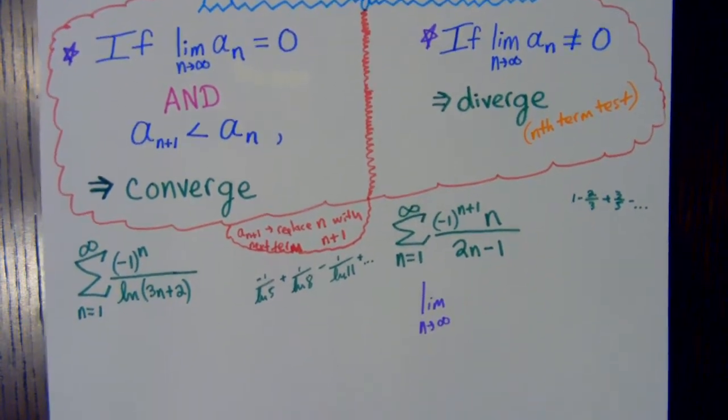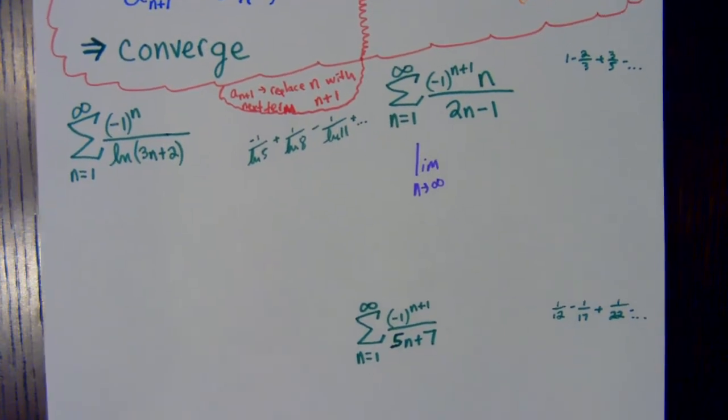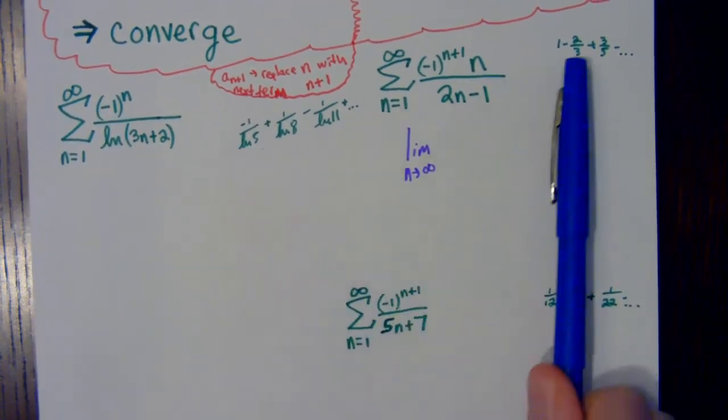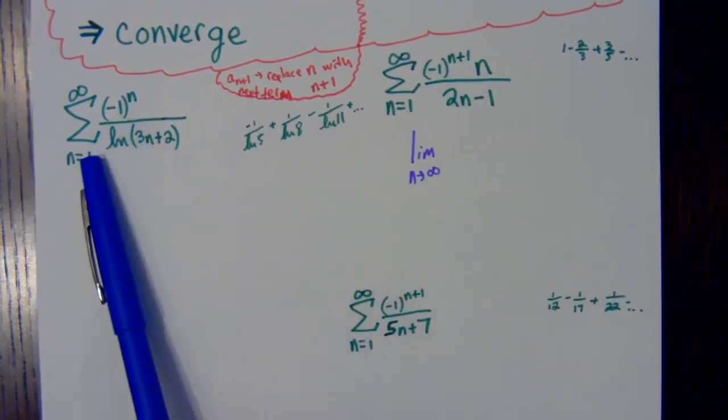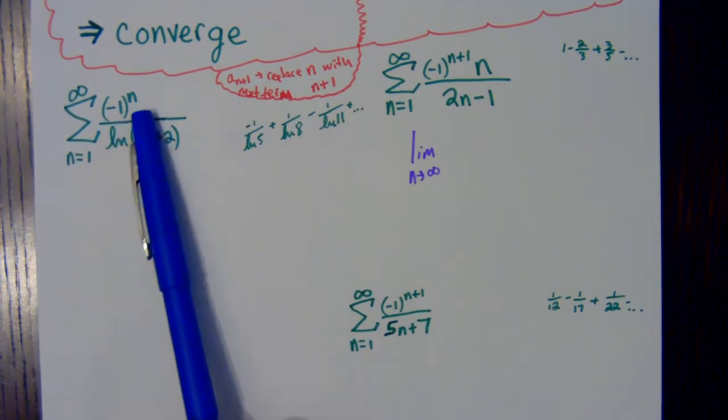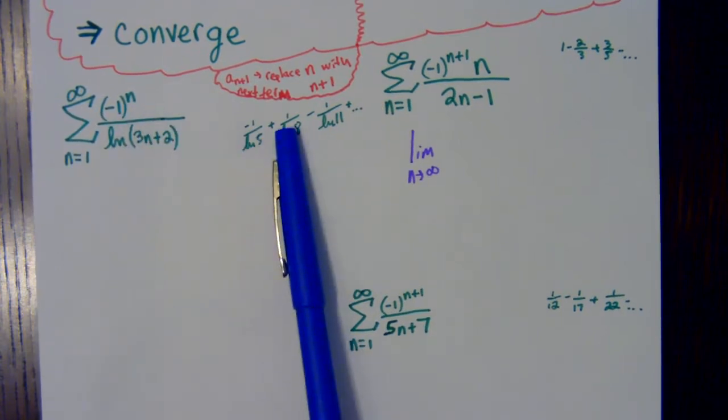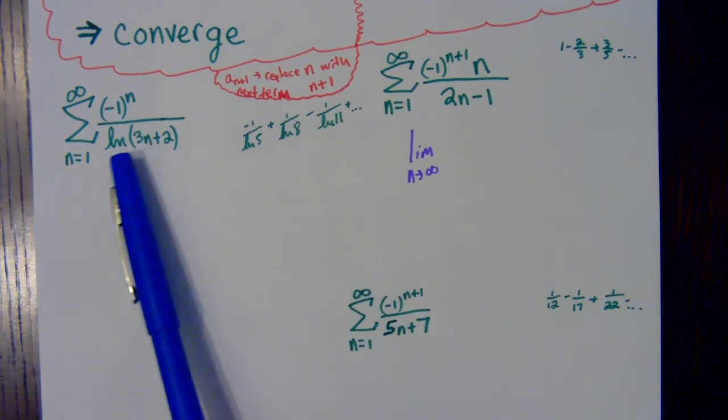All right, so let's do a couple examples. You don't have to do this on these problems, but what I did, if I plugged in 1, then plugged in 2, then plugged in 3, it went negative, positive, and negative. And if I plugged in 1 there, I got the ln of 5.